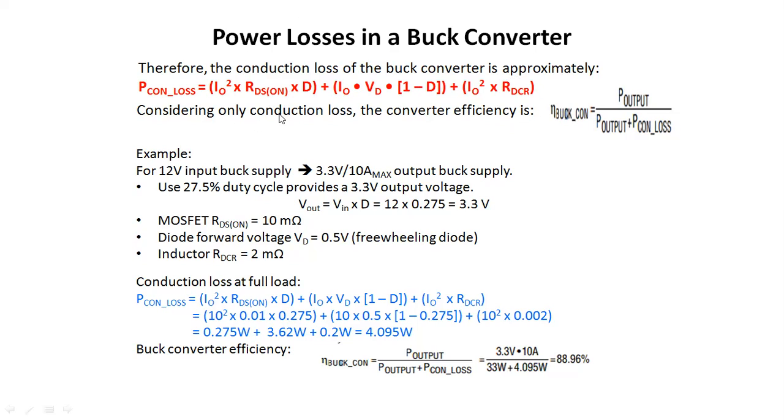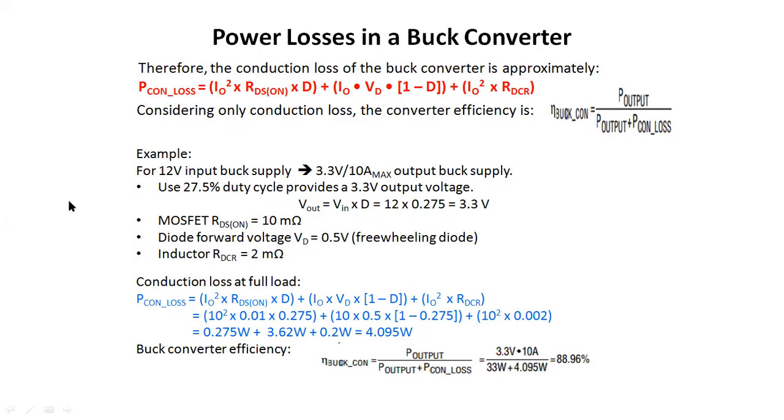When we consider the conduction loss, our efficiency, the buck converter efficiency eta, will be the output power upon output power plus the conduction loss power, P conduction loss. So if we have any question to determine the value of the conduction loss, we are supposed to use these equations. You will get the values. So here we can see one example, after that we conclude our session.